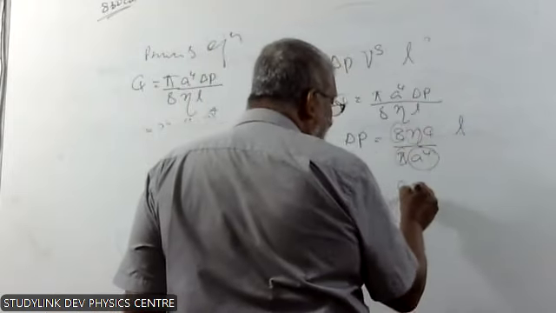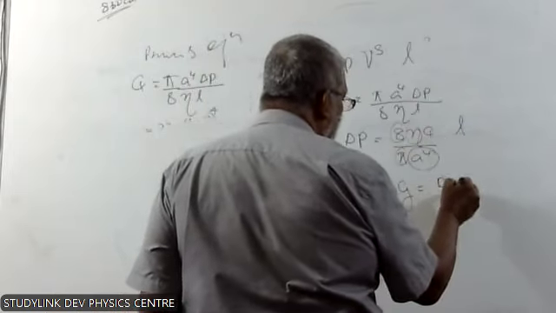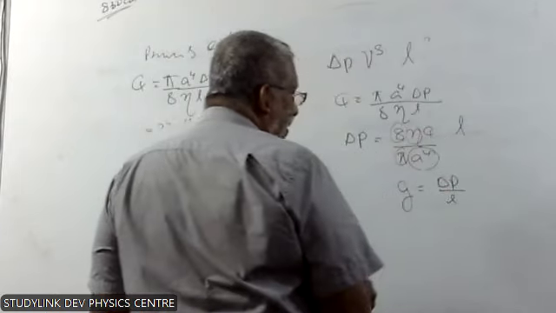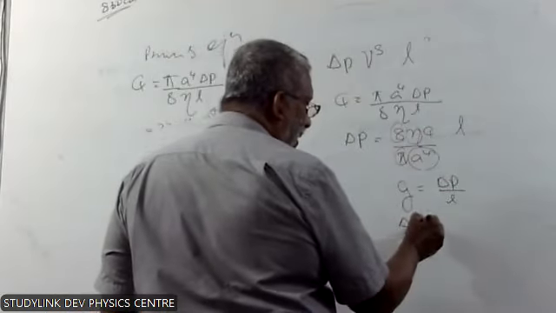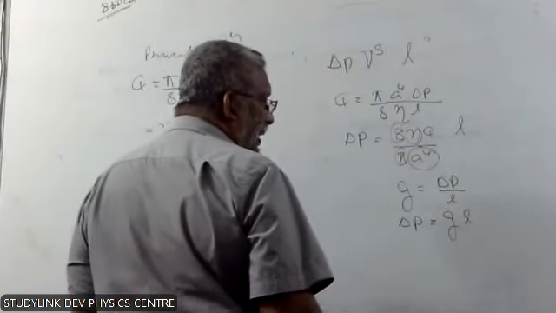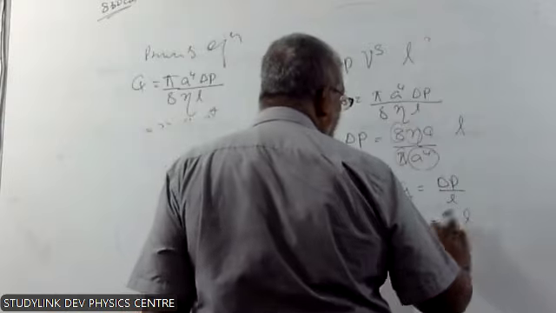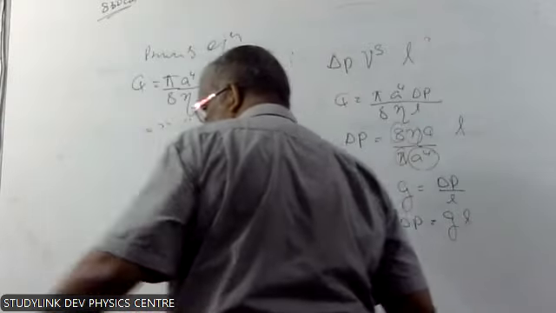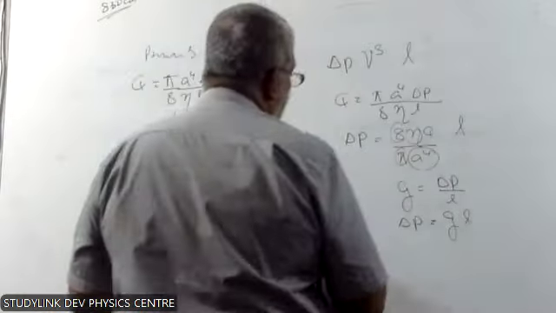But we know curl G is equal to delta P over L. Then delta P is curl G into L. So this can be the pressure gradient, and those things we can consider.